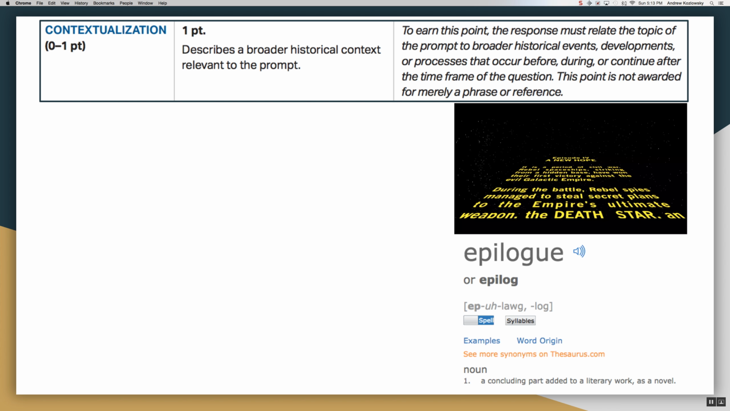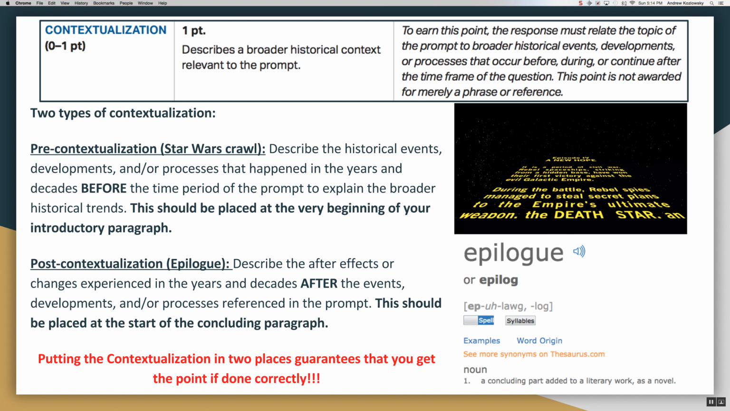All right, start with contextualization. That's your first point. This describes a broader historical context relevant to the prompt. So we have two types of contextualization. We have the pre-context, which think about the Star Wars crawl, all right? Very similar to that. You're going to describe the historical events, developments, or processes that happened in the years and decades before the time period referenced in the prompt. This will be placed at the very beginning of your essay, the first paragraph. Okay, this is going to be helpful in framing the overarching idea or the bigger picture of your entire essay.